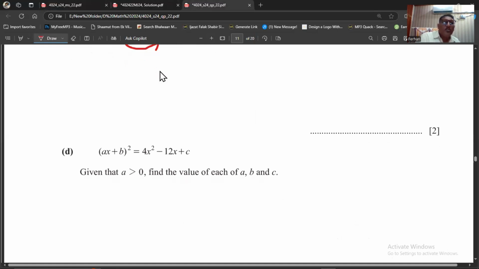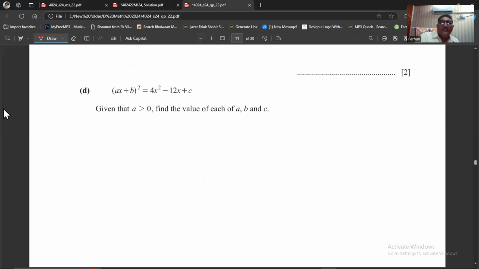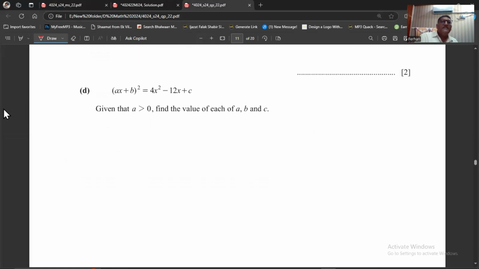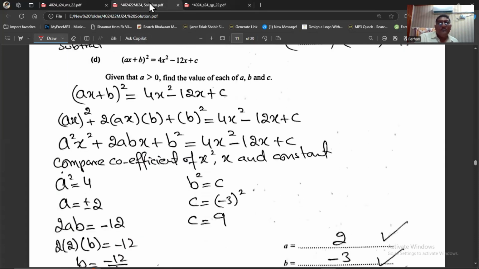Okay. So we are going to the next question, question number 7, and it's this D part. It's the 3 marks question. It says (ax plus b) whole square is equal to 4x squared minus 12x plus c. Given that a is greater than 0, find the values of a, b, c. It means the value of a is positive. So we will open it and then compare the coefficient of x squared, the coefficient of x, and the constant term on both the sides with each other. And then from there, I will be able to find out.